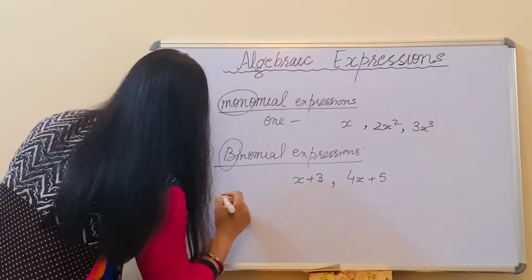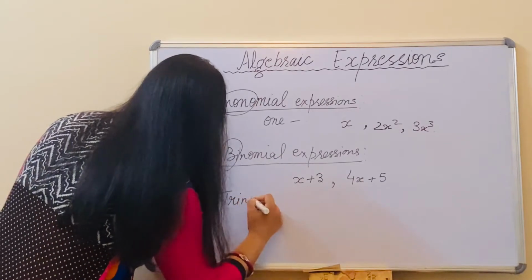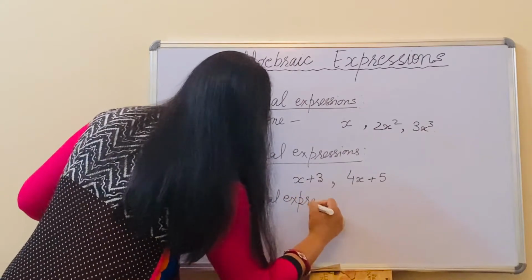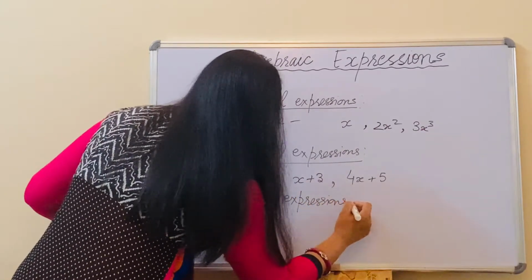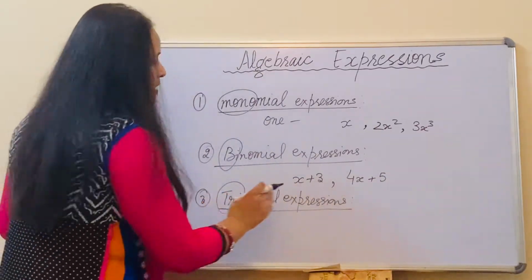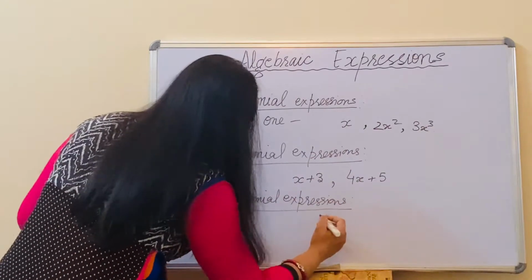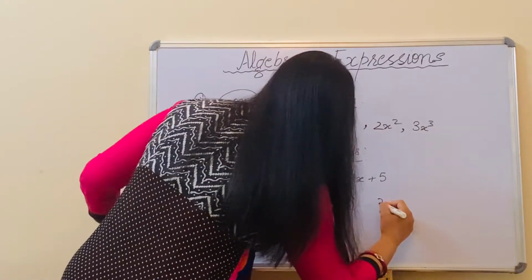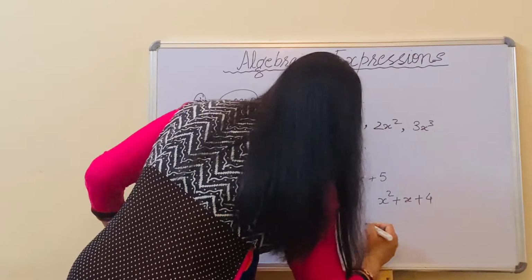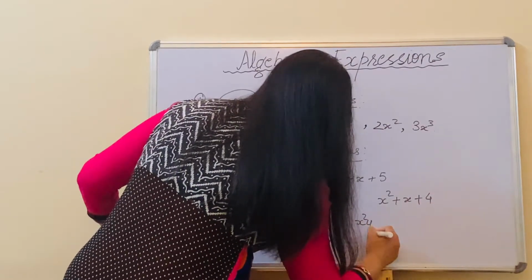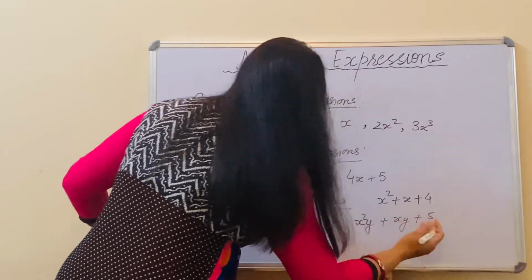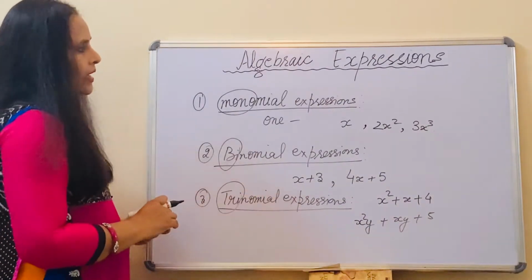Third is trinomial expressions. The trinomial expressions, as again the name suggests, 3 means these are having 3 terms in it. For example, x square plus x plus 4, or x square y plus xy plus 5. So these are the trinomial expressions.